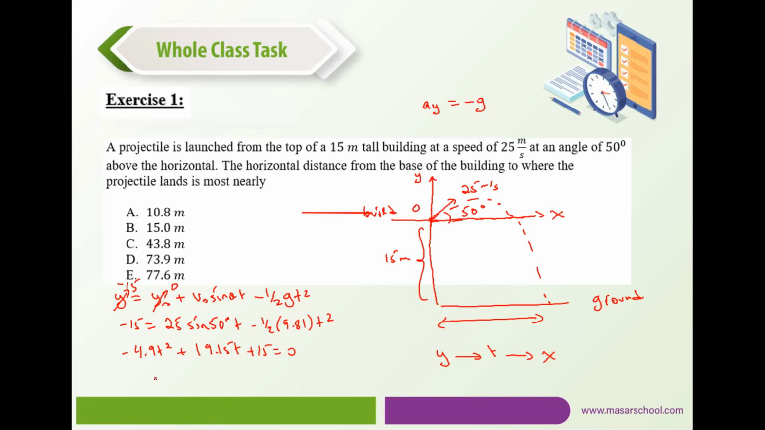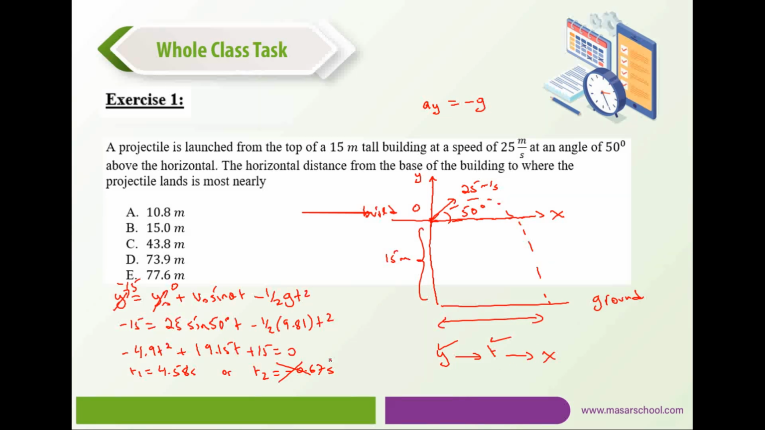Now we have two solutions. The first one is given by t1 is 4.58 seconds, or t2 is given by minus 0.67 seconds. This is rejected because time is absolute, is always positive. Now what do we have? We have the vertical position, we have determined the time. Now we can determine x.